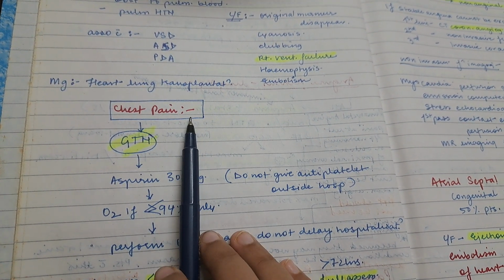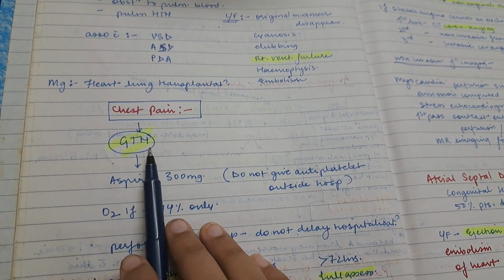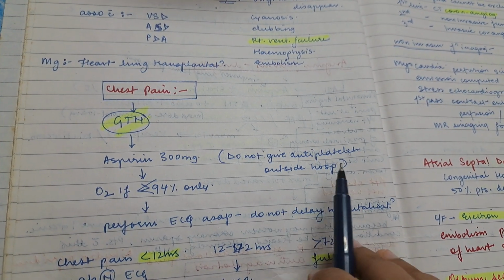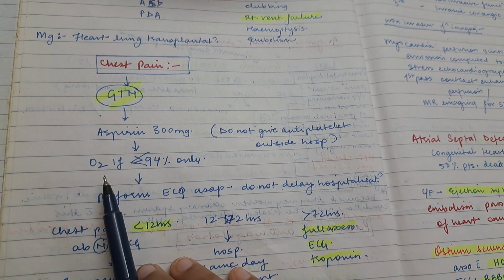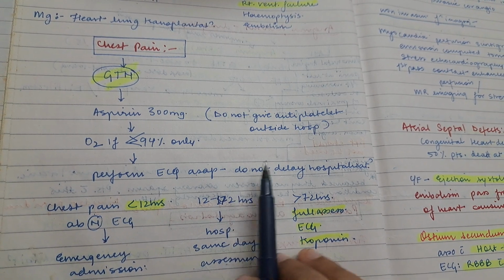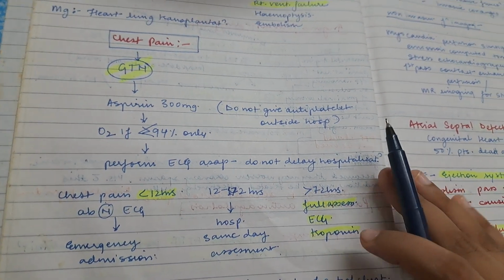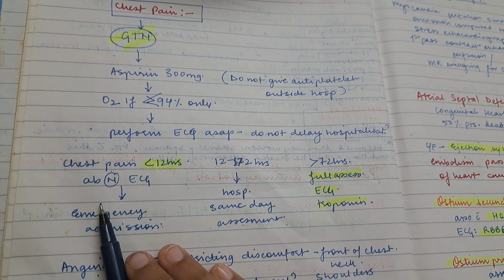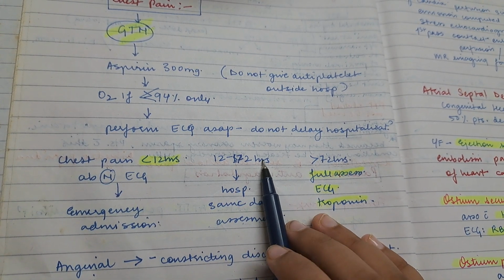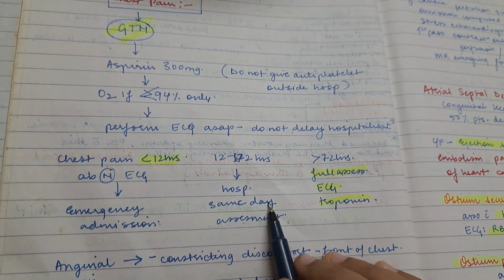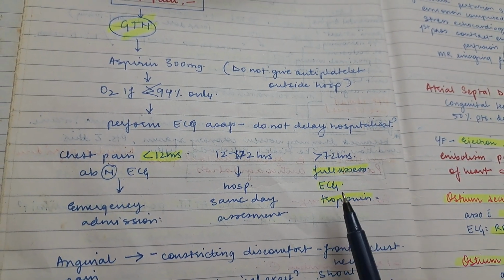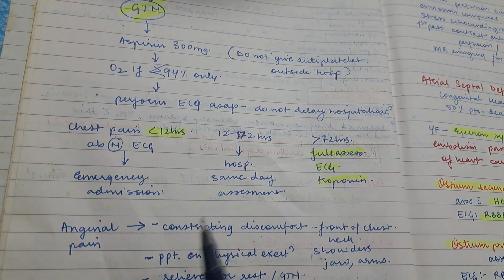Chest pain. Okay, how will you manage chest pain in a patient? Initially you will give glyceryl trinitrate, then aspirin 300 mg. Do not give antiplatelet outside the hospital setting. Then you can give oxygen if the saturation is less than 94%. Then you perform the ECG ASAP, but do not delay hospitalization. Now if the chest pain is less than 12 hours and the ECG is abnormal, you have to admit as an emergency. For chest pain 12 to 72 hours ago, you have to do a same day assessment in hospital. If it's more than 72 hours, a full assessment with ECG and troponin should be done.